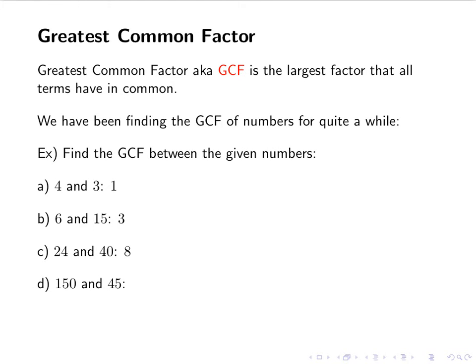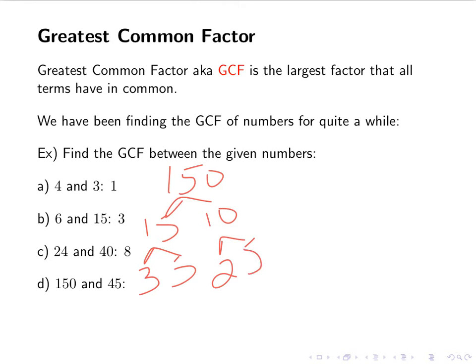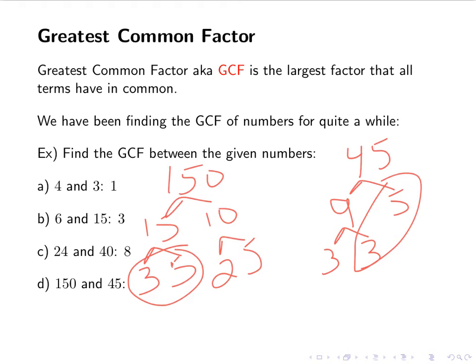How about 150 and 45? Whoops. Let's try that again. 150. Well, I know that's 15 and 10. I know 15 is 3 and 5. And I know 10 is 2 and 5. So the factors of 150 are 2, 3, 5, 5. And then 45, well, I know that's 9 and 5. And I know 9 is 3 and 3. So then I look at it and say, what do they have in common? They both have a 3 and a 5 in common. And what is 3 times 5? 15.